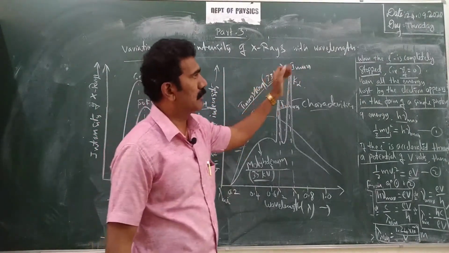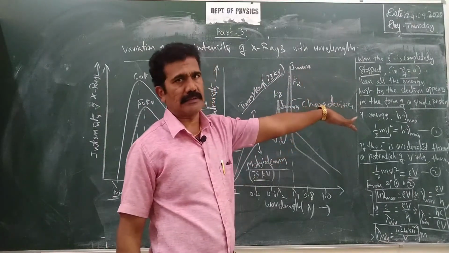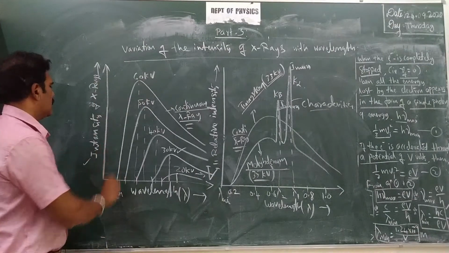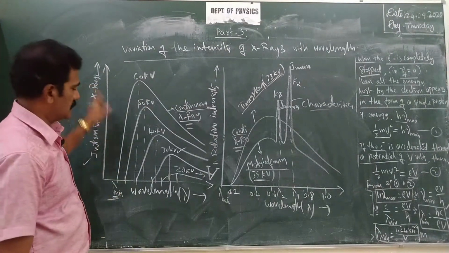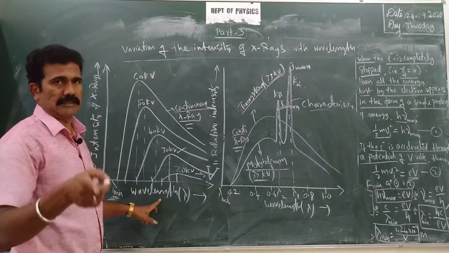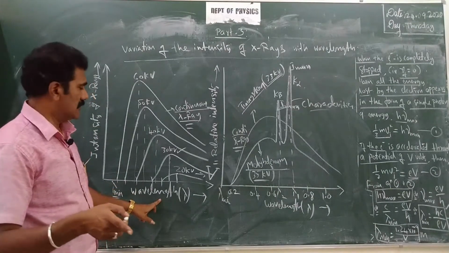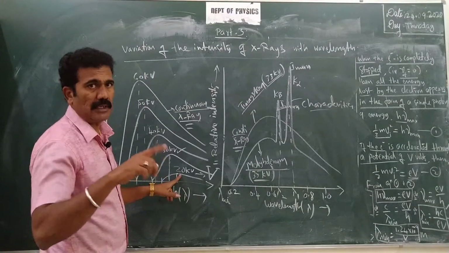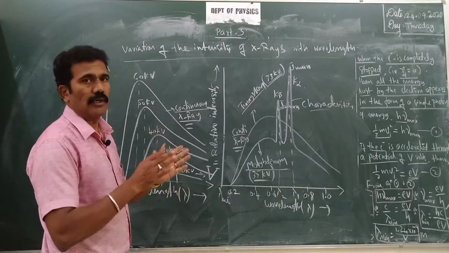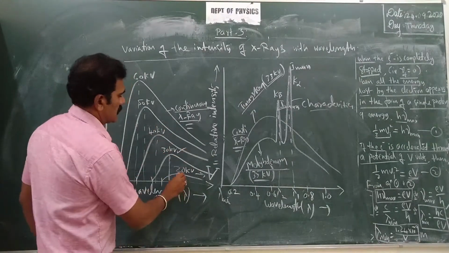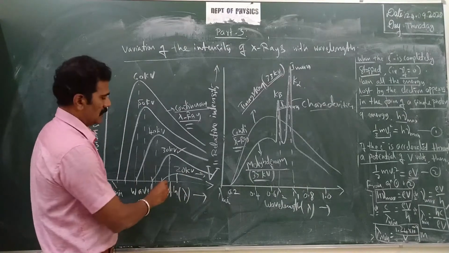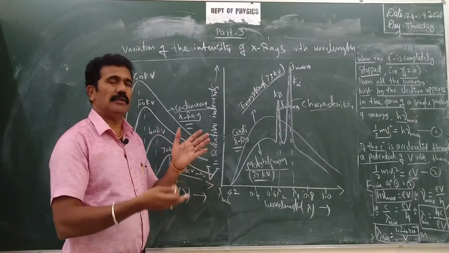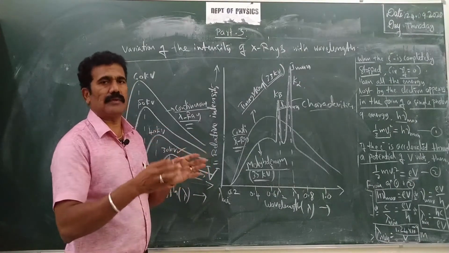Now let us see how the intensity of X-rays varies with respect to the wavelength, for both continuous X-rays and characteristic X-rays. The first figure indicates how the intensity of X-rays varies with wavelength for continuous X-rays. For different anode potentials, where V is the potential between the anode and cathode, if it is 20 kilovolts, the intensity is not that much, because the number of electrons accelerated from the cathode towards the anode is very small.